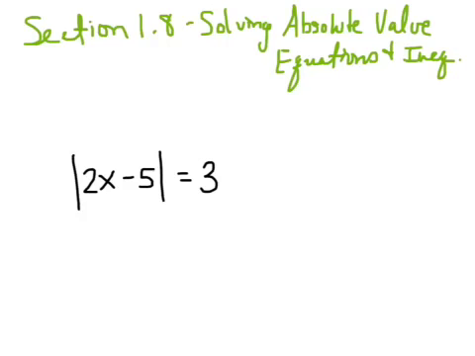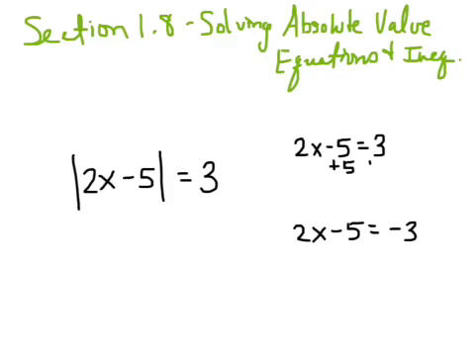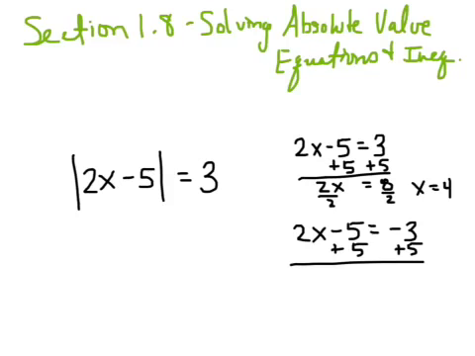So for this particular problem, a lot of textbooks write it like this, where they say 2x minus 5 equals 3 and 2x minus 5 equals negative 3. And then they go ahead and solve both problems. Add 5, divide by 2, so x would equal 4. Add 5, divide by 2, and x equals 1.